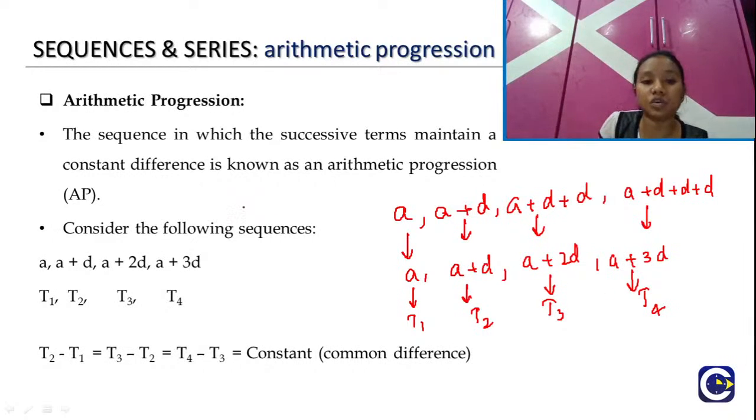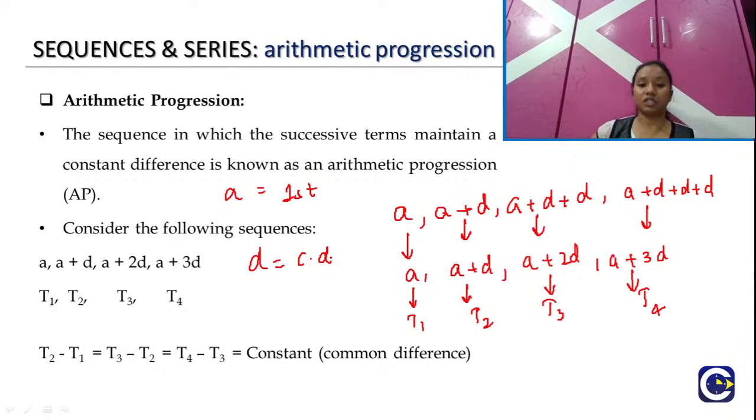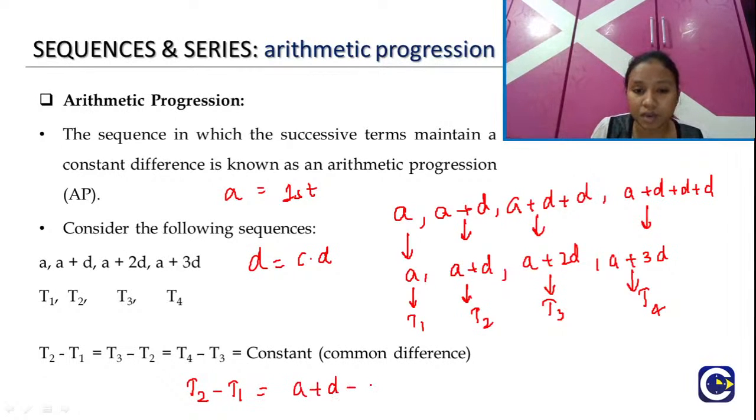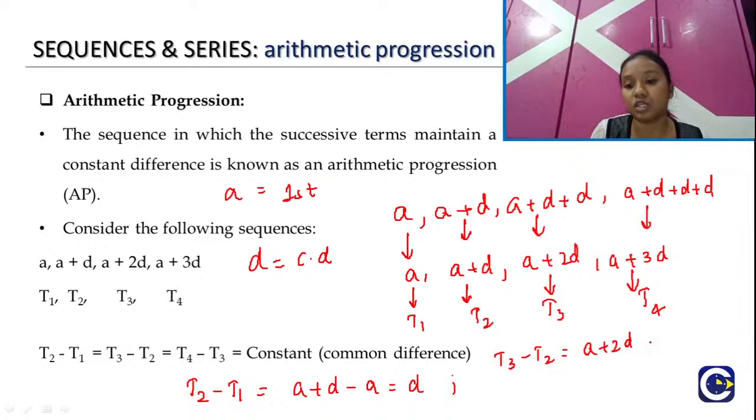So here we know that a is the first term of the sequence and d is the common difference of the sequence. Now my question is, how will we find this common difference? If we take the difference t2 minus t1, that means a plus d minus a, which is equal to d, right? The same thing if we do t3 minus t2, that means a plus 2d minus a minus d, equal to d.